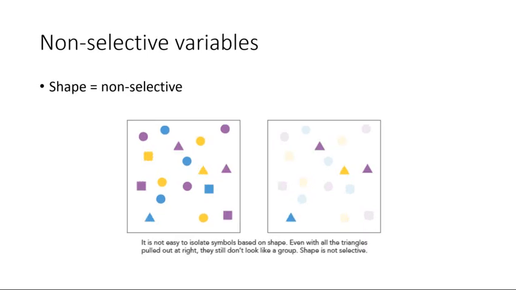Shape is not, and this is kind of what we were getting at with those plots. It was much harder, it was a lot more work to notice the difference between a triangle and a square and a circle. So shape is a non-selective variable. It's going to be more work. So for effectiveness, we want to make sure the more important thing is encoded with color, and then things further down in the hierarchy of importance are given differences in shape.